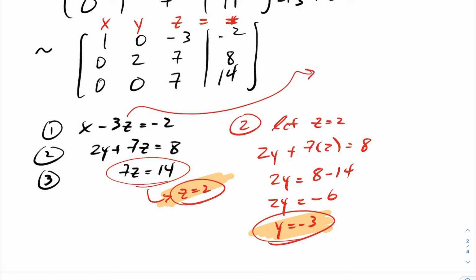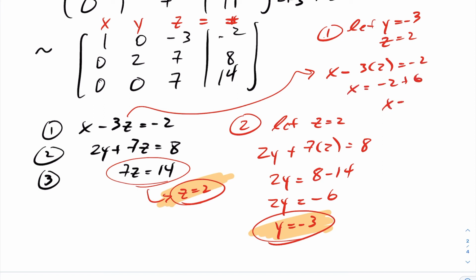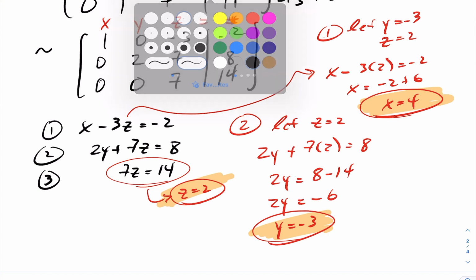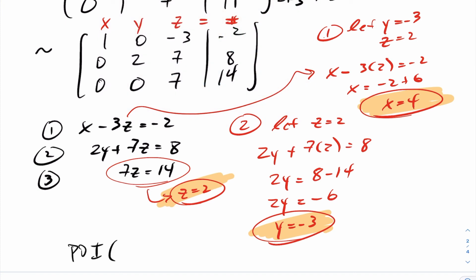So doing so, we're going to let y equal -3, z equal 2, and we get x minus 3 times 2 is -2, in which case x equals -2 plus 6, and our x value comes out to be a 4 here. So you can see for this example, the point of intersection is 4, -3, and 2.